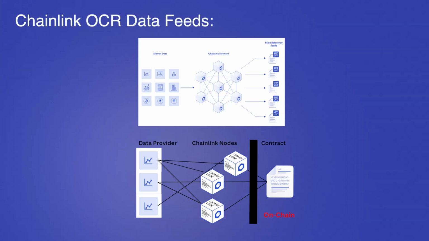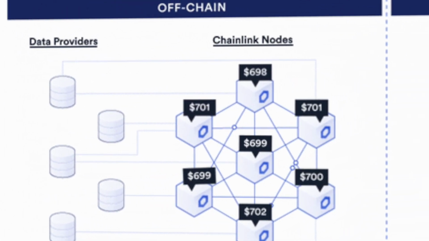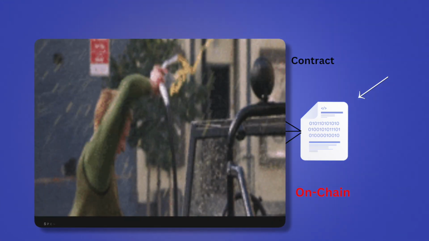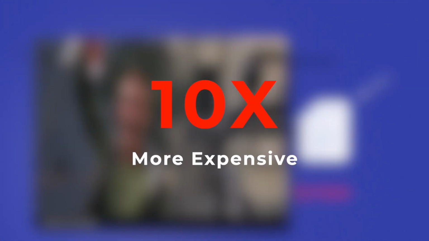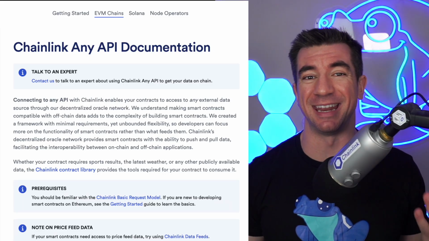You can do this, it still takes a lot more work, but now if we put these two architectures side by side, you can still see another issue. Data feeds have the advantage of doing the aggregation off chain, which is much cheaper gas-wise. Any API with multiple nodes has to do this data aggregation on chain, which can be 10 times more gas expensive. This version of Chainlink still exists, and it's called the Any API version.